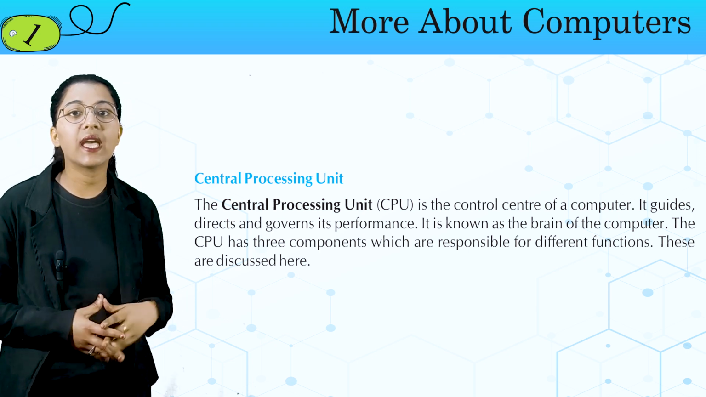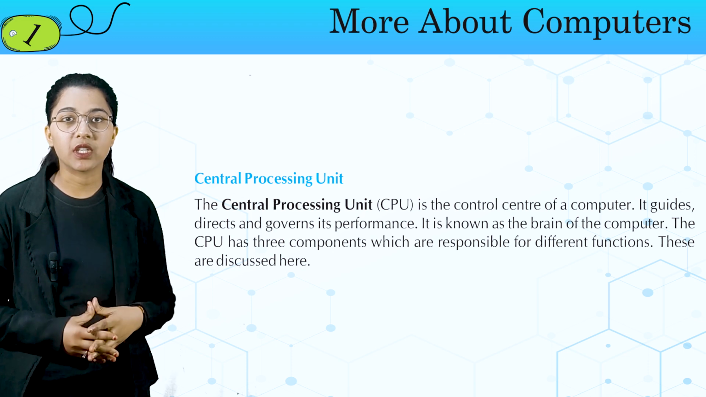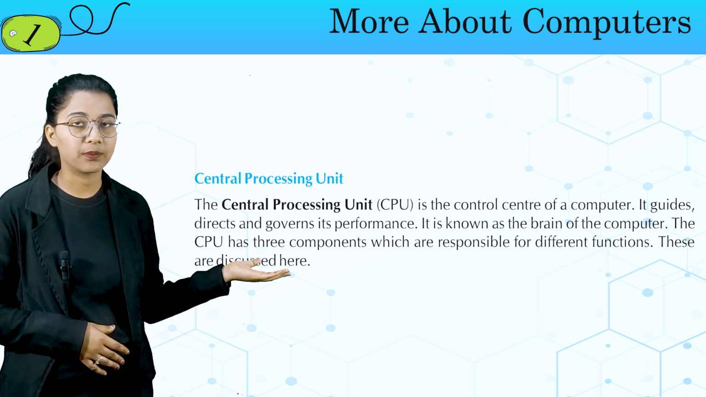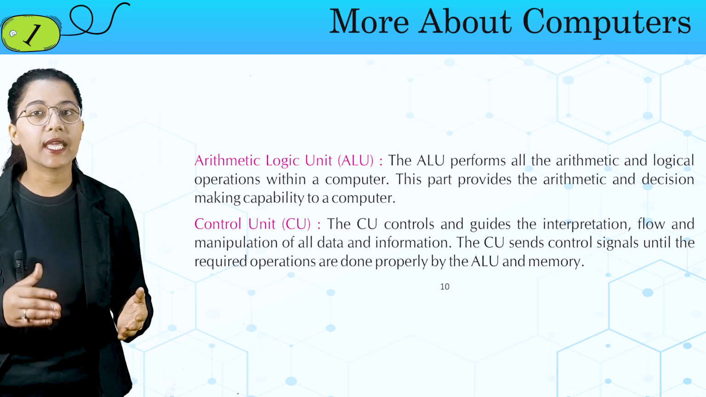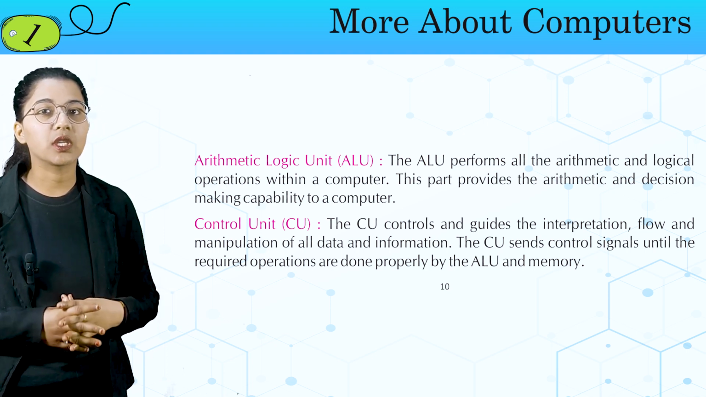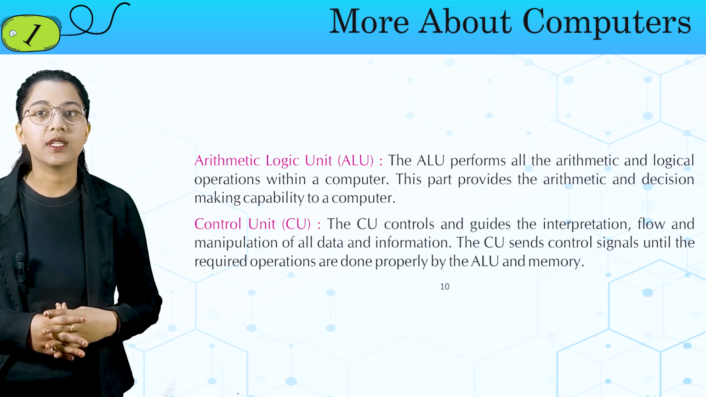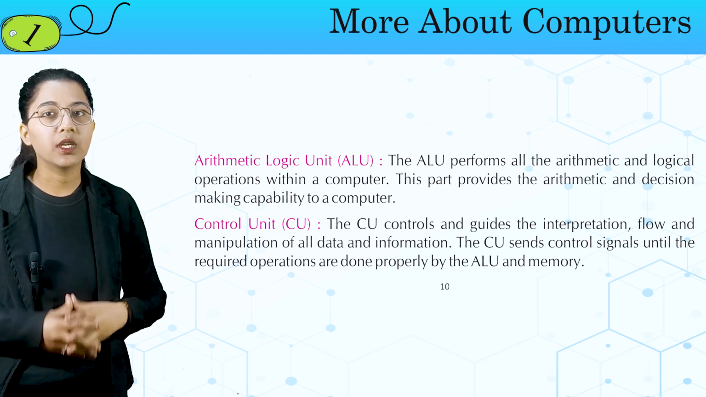Now the CPU has three components which are responsible for different functions. These are discussed here. Let's see. First is Arithmetic Logic Unit, that is ALU. The ALU performs all the arithmetic and logical operations within a computer. This part provides the arithmetic and decision-making capability to a computer.